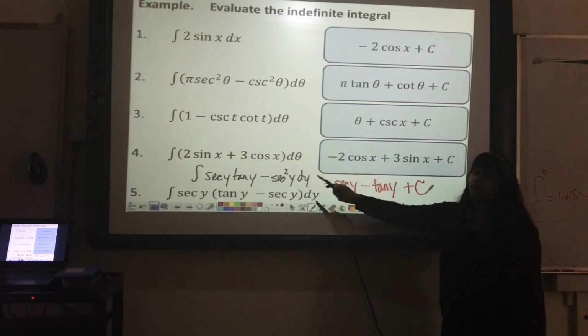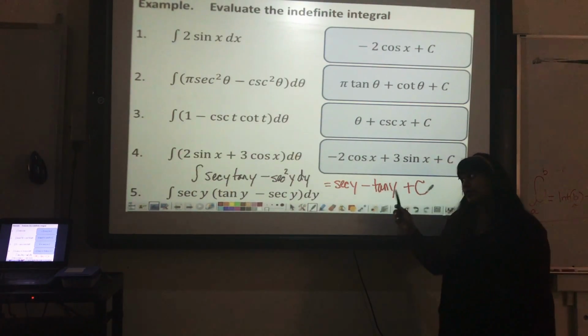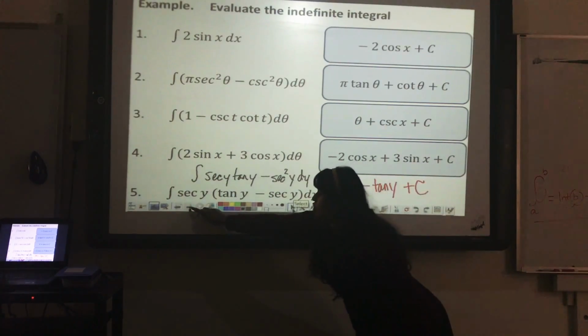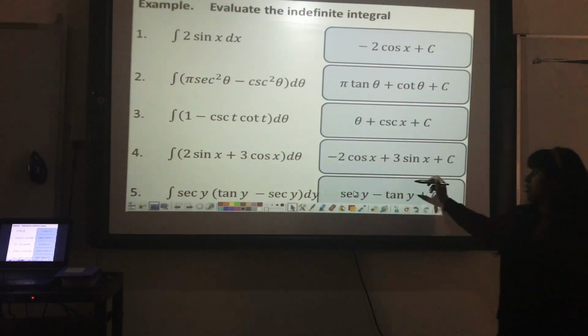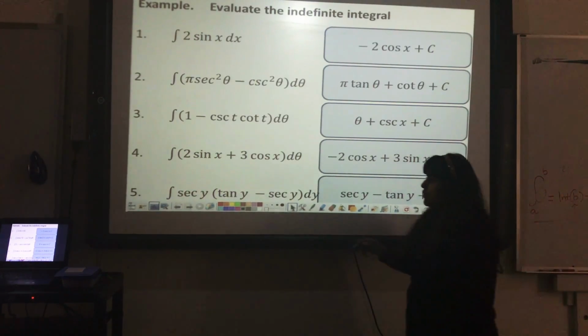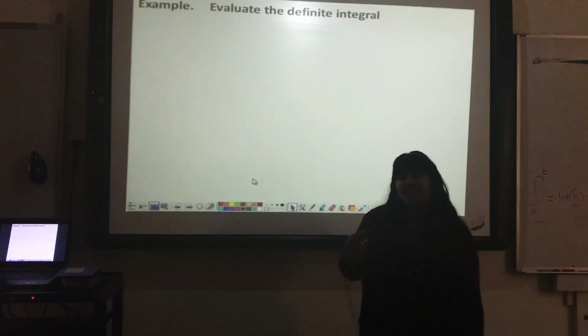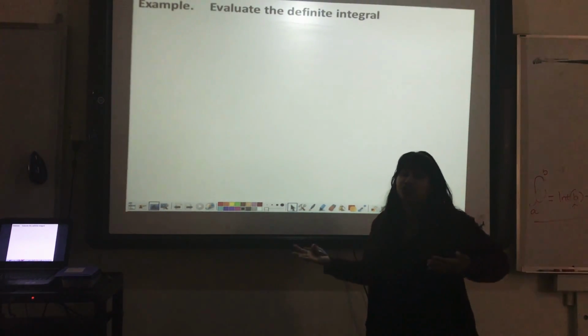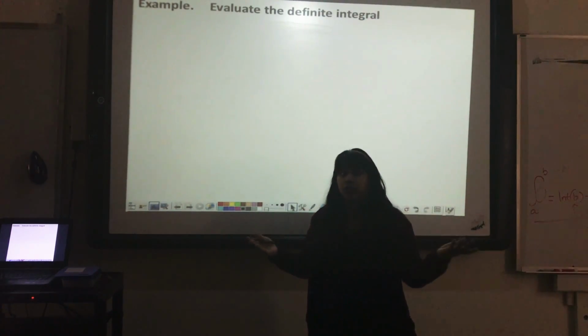Okay, so all I did was algebra and a little bit of calculus. So if I want to double check my work, there's an answer right there, secant y minus tan y plus c. We did the correct job. Okay, so far we've been talking about indefinite integrals, but what happens with our trig when we have a definite integral? Well, not much changes.